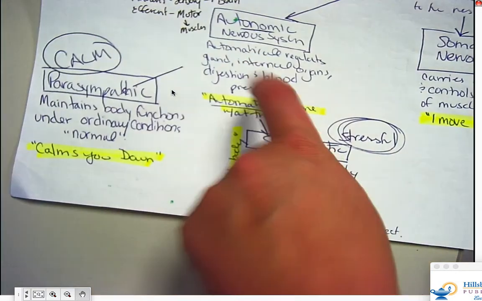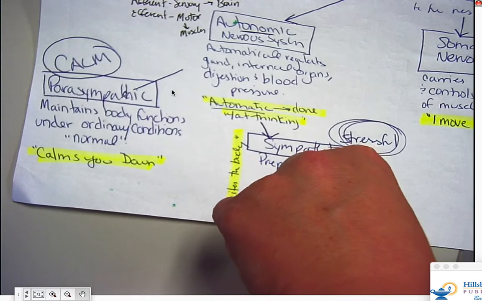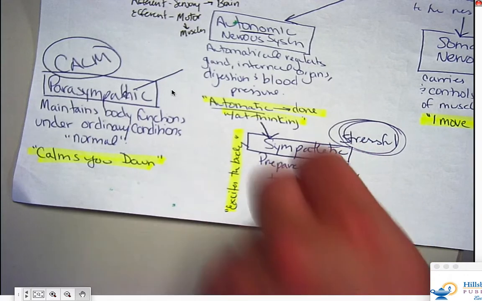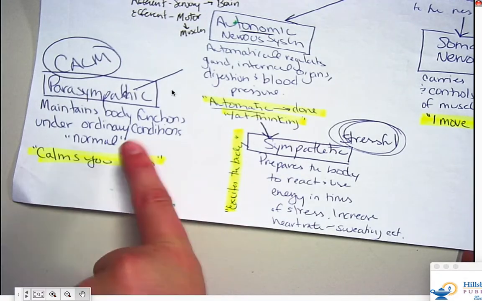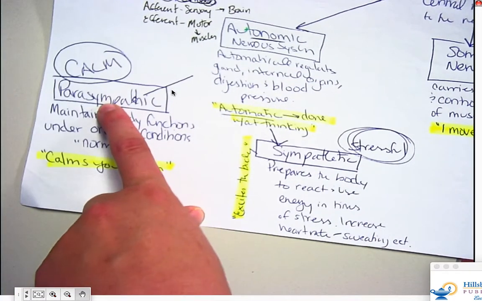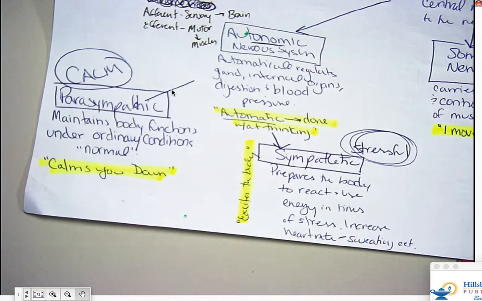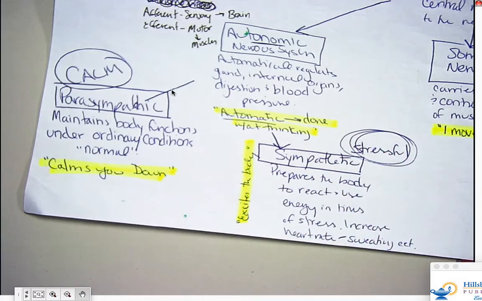Underneath autonomic, the things we don't think about, we have parasympathetic and sympathetic. I get these confused. I'm not so strong on this, which is why I always hit it. Parasympathetic is all the stuff that calms you down. It tries to lower your blood pressure and all that stuff. The reason I get confused is that when I think of sympathetic, I think of calming, soothing, and that's what triggers my confusion.